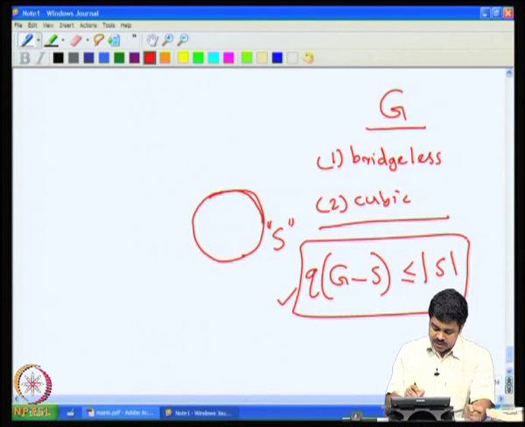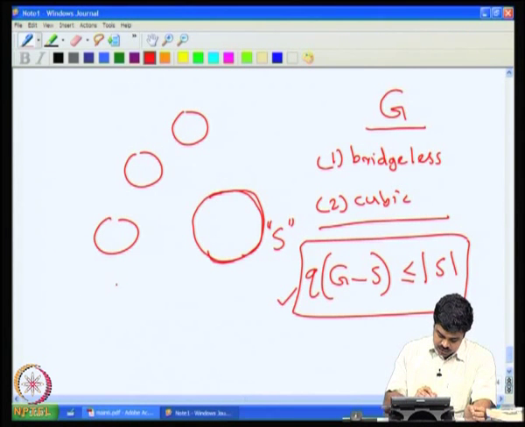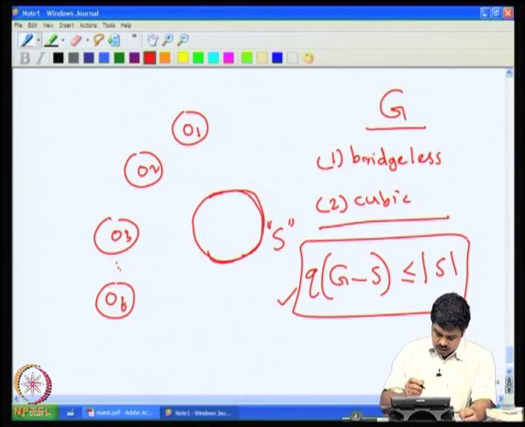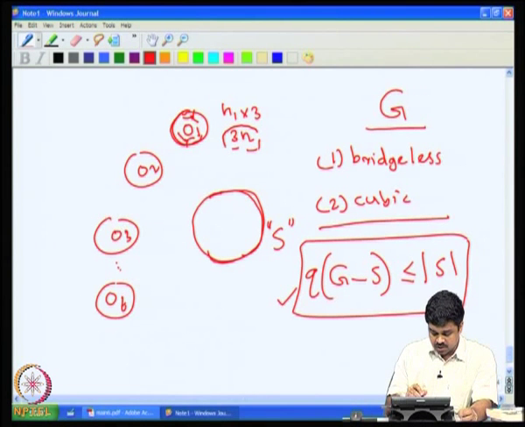So I considered this subset S, and now suppose you consider the odd components of it. These are the odd components. There can be even components, but discard them for the time being. This is the odd component O1, O2, O3, like that. Each vertex has degree 3. So what is the sum of degrees here? Suppose you have n1 vertices here. The sum is 3 times n1, but 3 is an odd number and n1 is also an odd number, so this has to be an odd number.